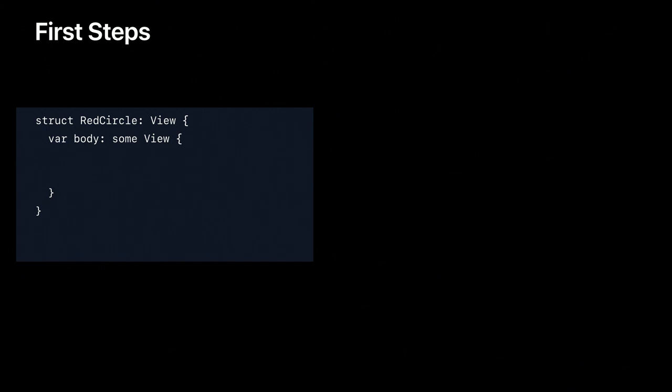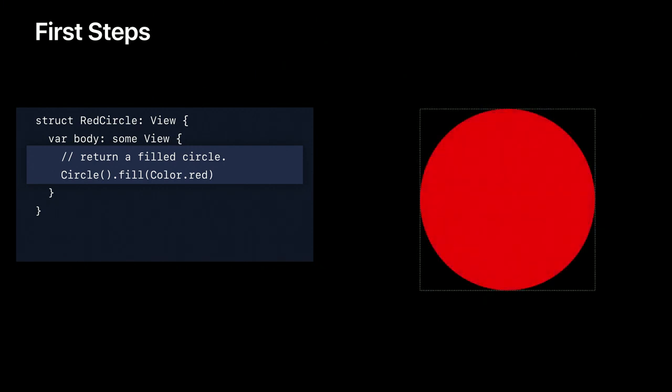Well, first of all, we'd create a custom view type, because we know everything is a view. And then we put something like this in there. And here we're saying, if you give me a shape and the color, we can fill those two things together and get, you know, a red circle on the screen.